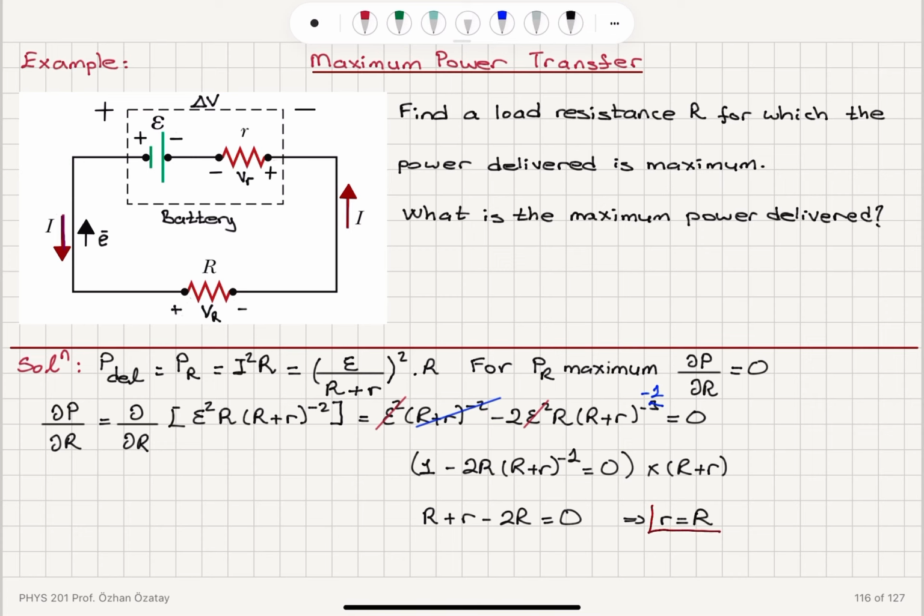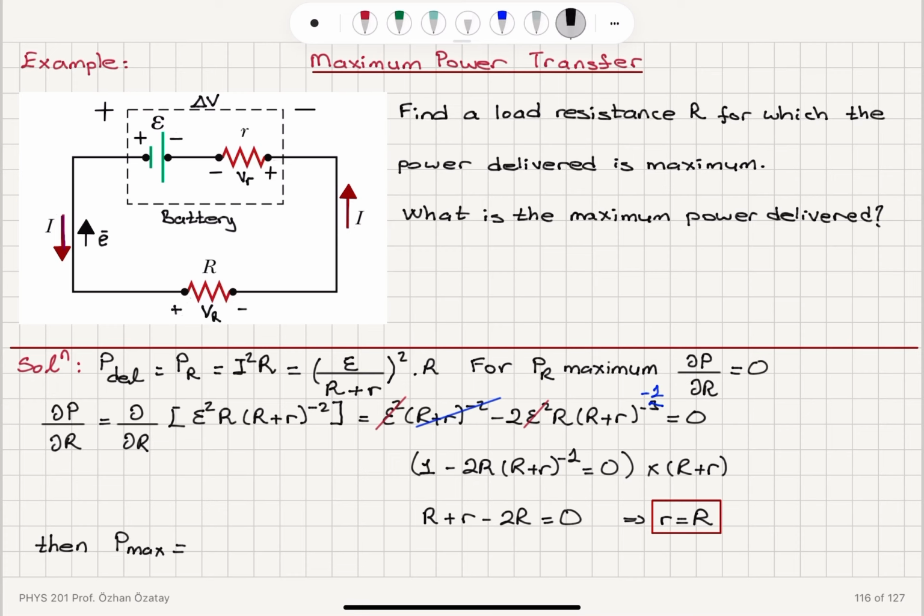So when this condition is satisfied, the load resistance is equal to the internal resistance of the battery, then we will have maximum power delivered. Now, what is the value of the maximum power delivered? Then we have P max is equal to I squared. So I is epsilon divided by r plus capital R, but they're equal, so epsilon divided by 2 capital R, parentheses squared.